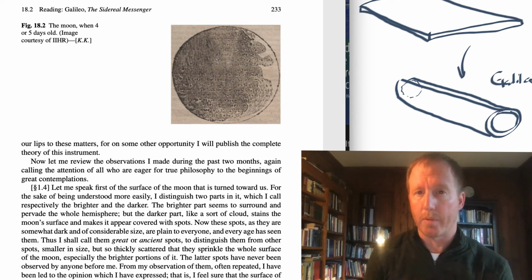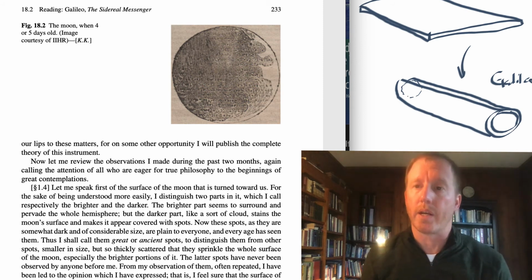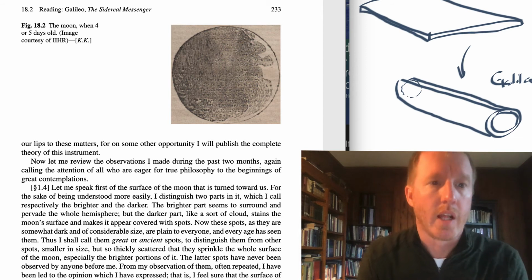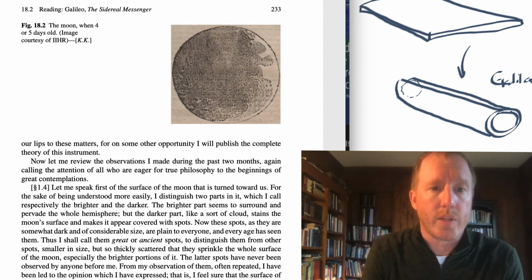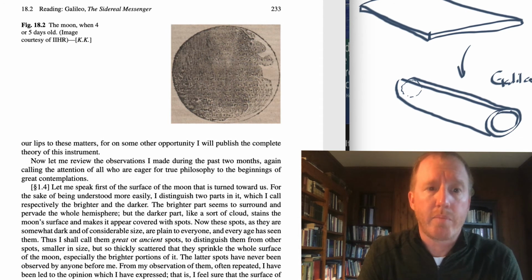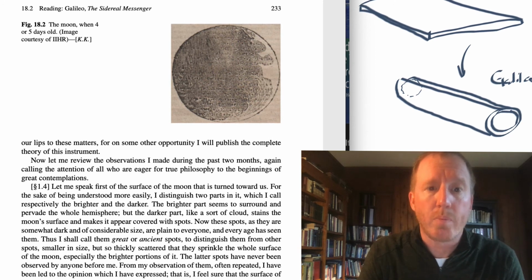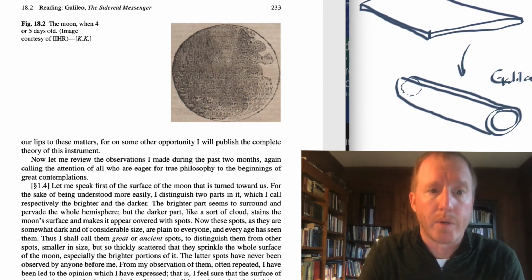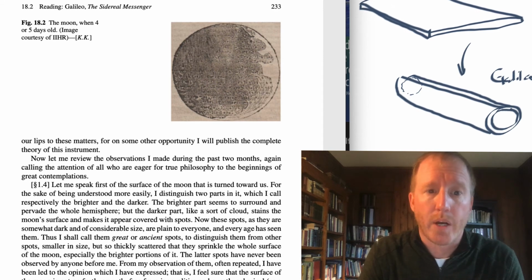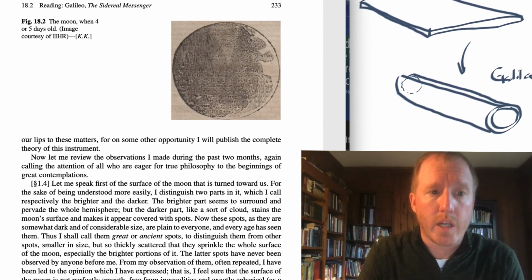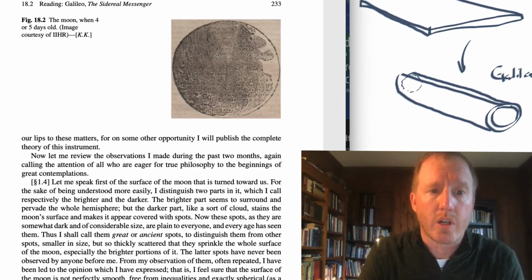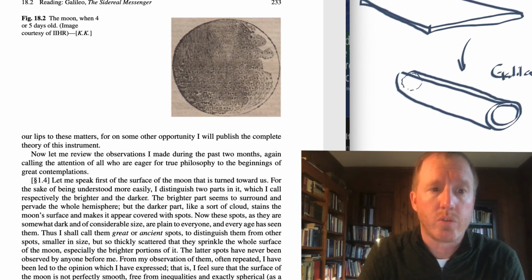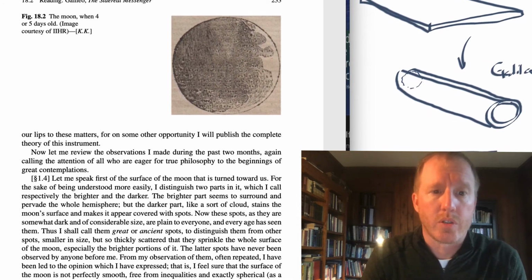And let me just say a couple of things first, and then we'll stop and go into another lecture. I'll pick this up in more earnest in the next lecture. He says, let me speak first of the surface of the moon that is turned toward us. For the sake of being understood more easily, I distinguish 2 parts in it, which I call respectively the brighter and the darker. The brighter part seems to surround and pervade the whole hemisphere, but the darker part, like a sort of cloud, stains the moon's surface and makes it appear covered with spots.